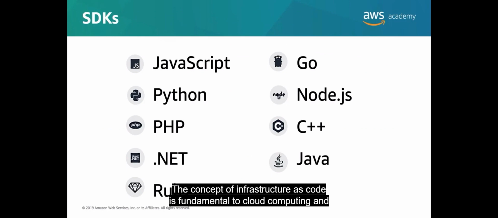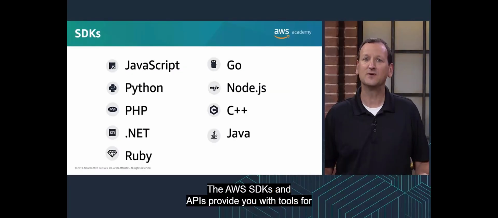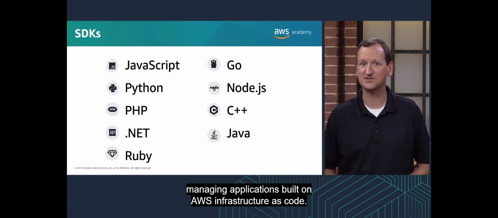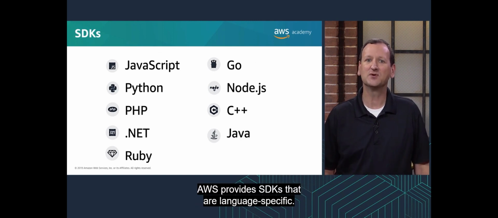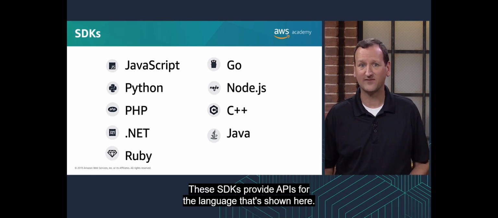The concept of infrastructure as code is fundamental to cloud computing and differentiates the cloud from more traditional IT environments. The AWS SDKs and APIs provide you with tools for managing applications built on AWS infrastructure as code. AWS provides SDKs that are language specific. These SDKs provide APIs for the languages shown here.